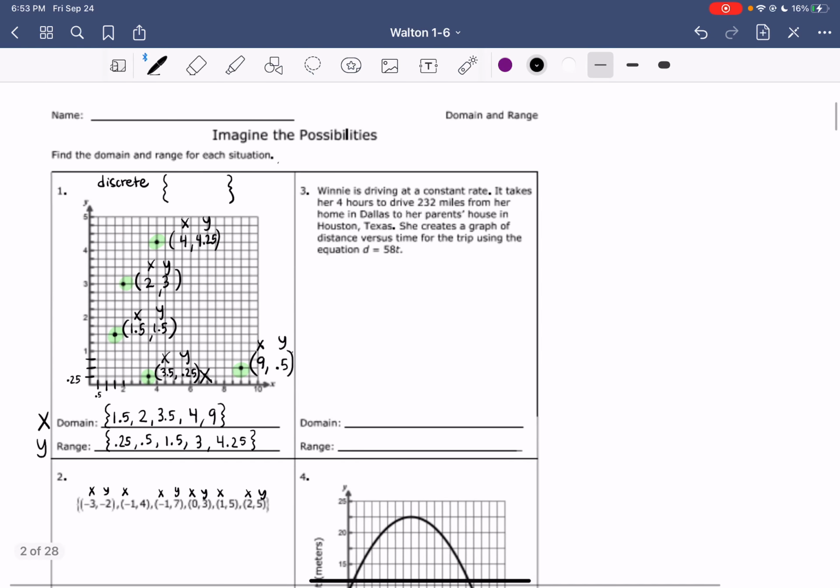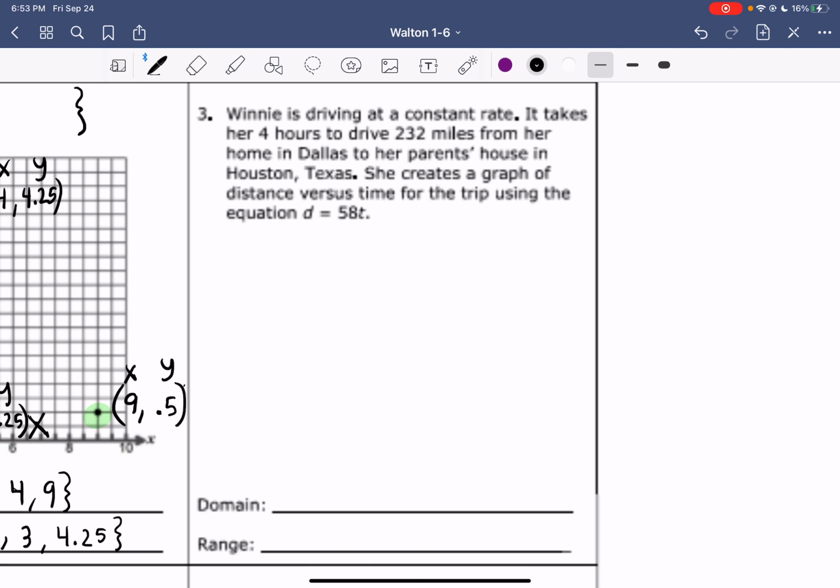All right, for number 3, it says Winnie is driving at a constant rate. It takes 4 hours to drive 232 miles from her home in Dallas to her parents' house in Houston, Texas. She creates a graph for distance versus time for the trip using the equation D equals 58t. So I'm going to write that a little bit more. I'm going to say distance for D. Distance equals 58 times time, or multiplied by time.